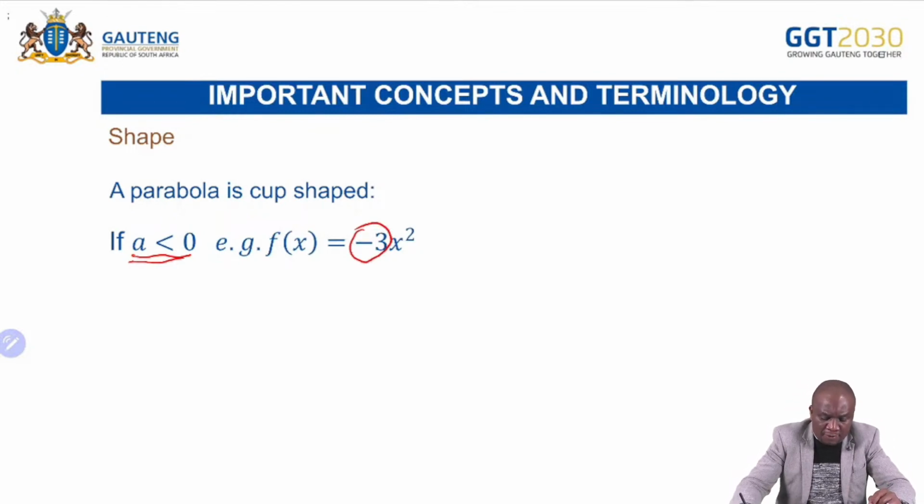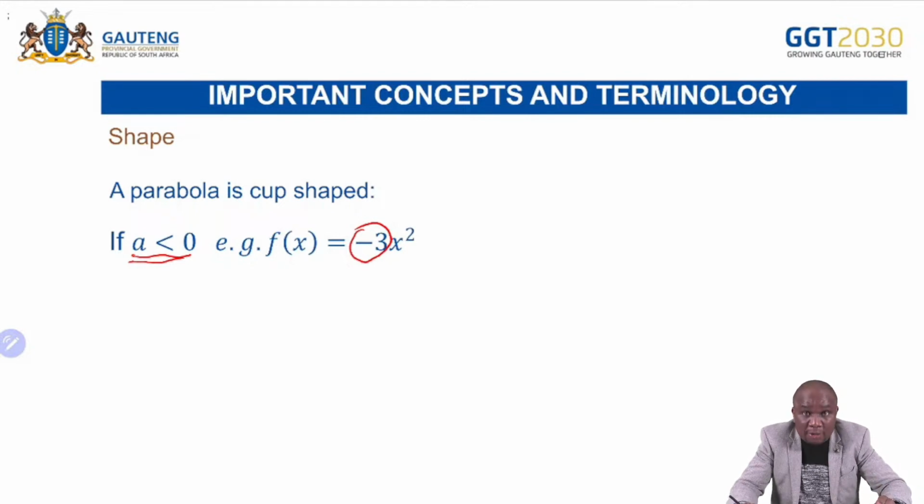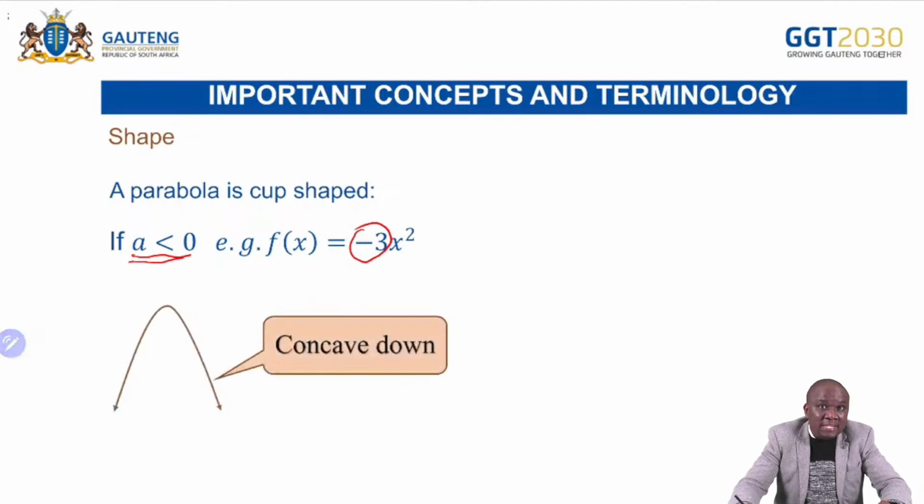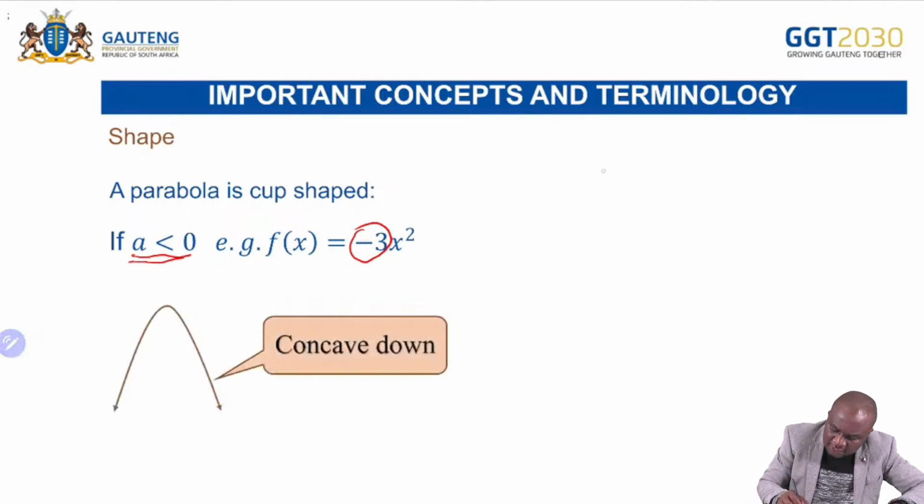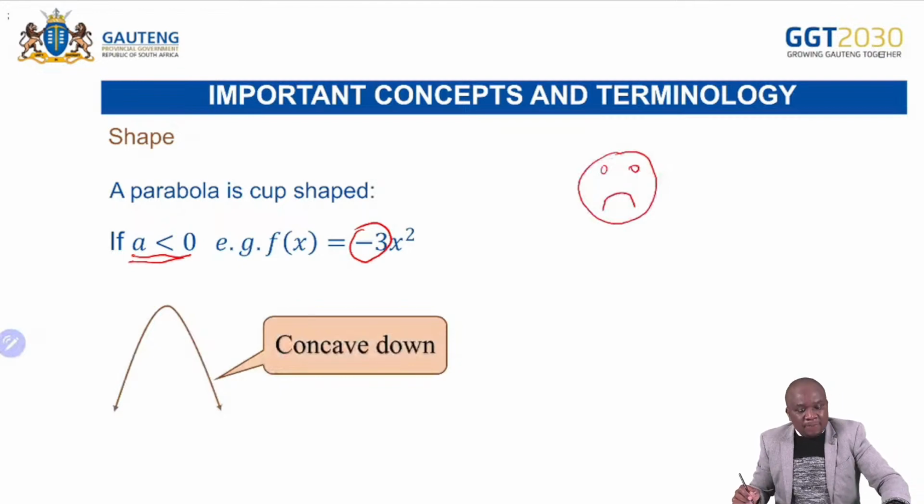I'll give you time. I'll go back to the previous slide, okay? Right, so when the coefficient of x squared is negative 3, do you see that it's negative? The graph is concave down. You see how it is shaped? You can talk of the sad face. Like this, see? Sad face. It's concave down.